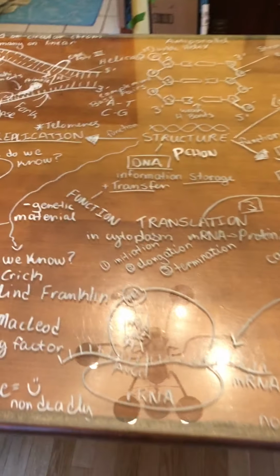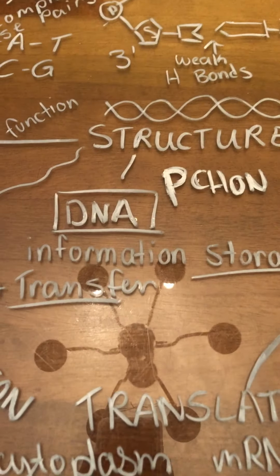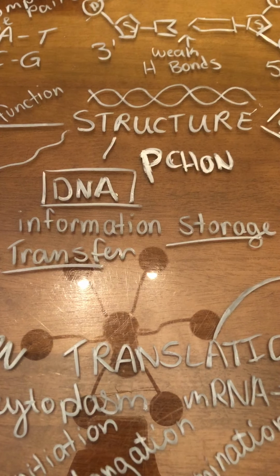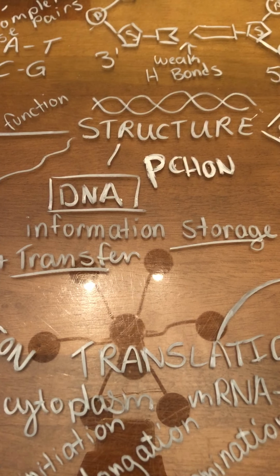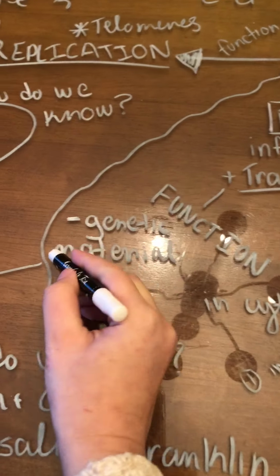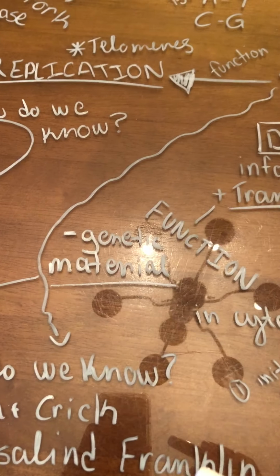Guys, we have a big mind map to go through, and our theme here is DNA, why it's great for information storage and information transfer. The first question is, how do we know that DNA has these purposes? We found out that DNA is the genetic material through a few experiments.